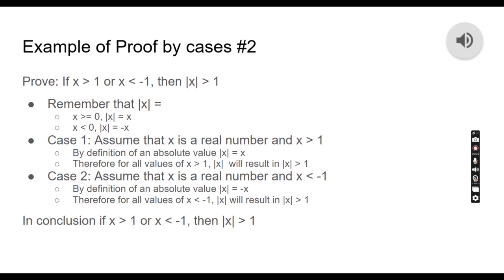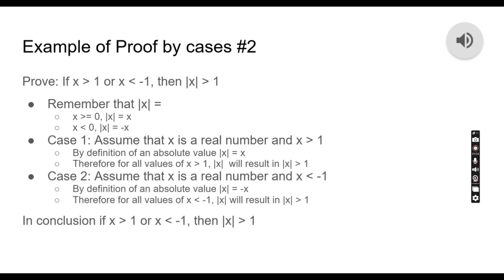Now we need to separate this proof into cases in order to prove it. We'll start with case 1, where we will assume that x is a real number and that x is greater than 1. By definition of an absolute value, the absolute value of x will be equal to x. Therefore, for all values of x greater than 1, the absolute value of x is greater than 1.